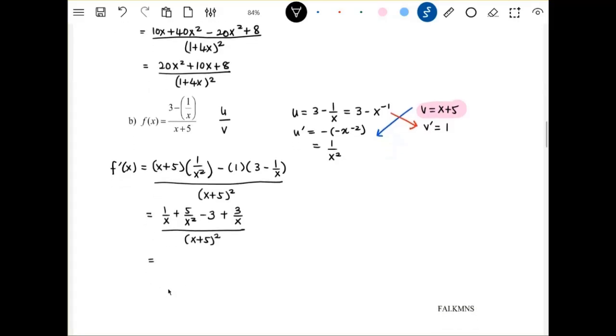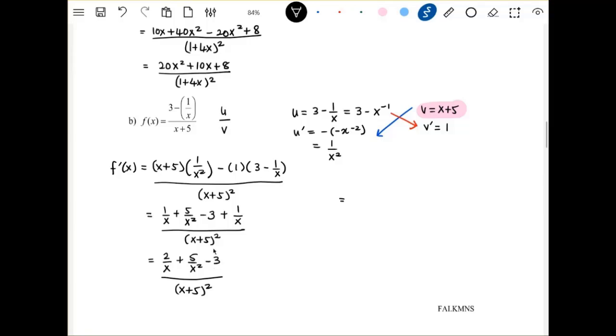So combine mana yang patut, kita akan jumpa di mana dia adalah, this one should be 1, right? Sebab dia tak ada 3 dekat depan. So di sini adalah 1. Okay. So we have 1 over x plus 1 over x will be 2 over x. Okay. And then we have plus 5 over x square minus 3, and then the whole thing must be x plus 5 and then square.